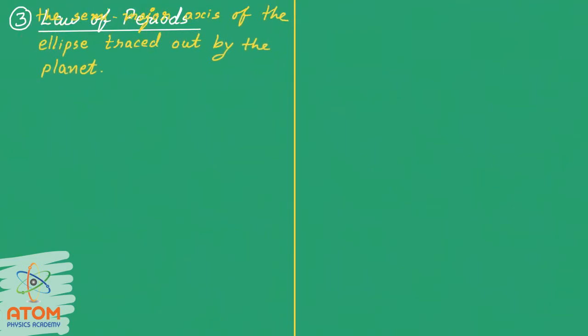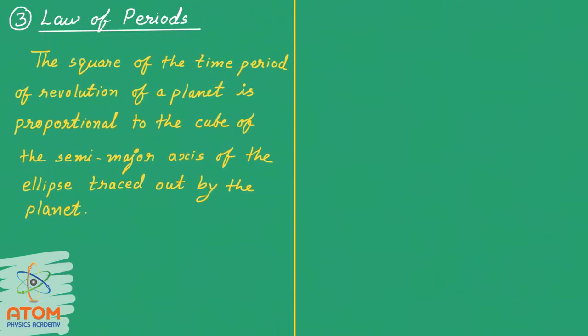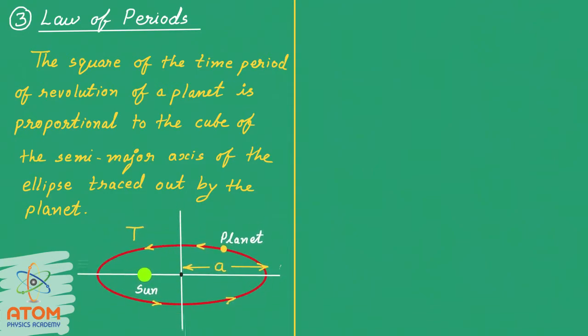Now let us see Kepler's third law, the law of periods. Let us see its statement. Here it is. The square of the time period of revolution of a planet is proportional to the cube of the semi-major axis of the ellipse traced out by the planet.